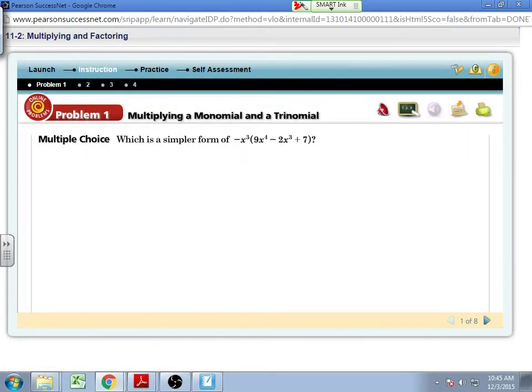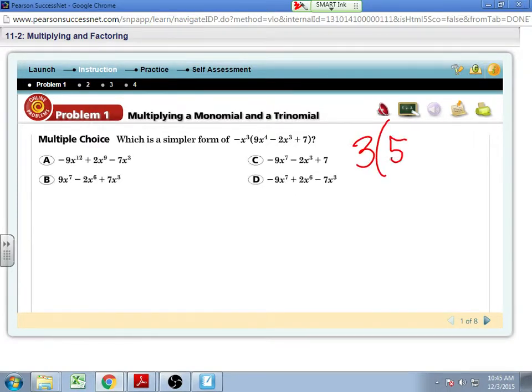In this problem, you will multiply a monomial and a trinomial. Distributive property. Which polynomial is a simpler form of negative x cubed times the quantity 9 times x to the fourth power minus 2 times x cubed plus 7? You're used to choices like 5x minus 4 or something like that.